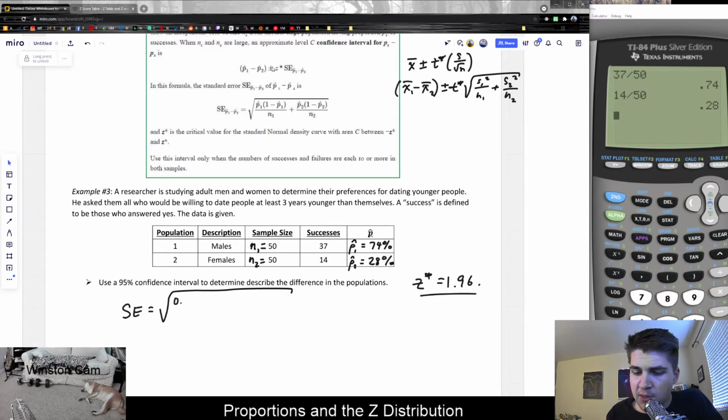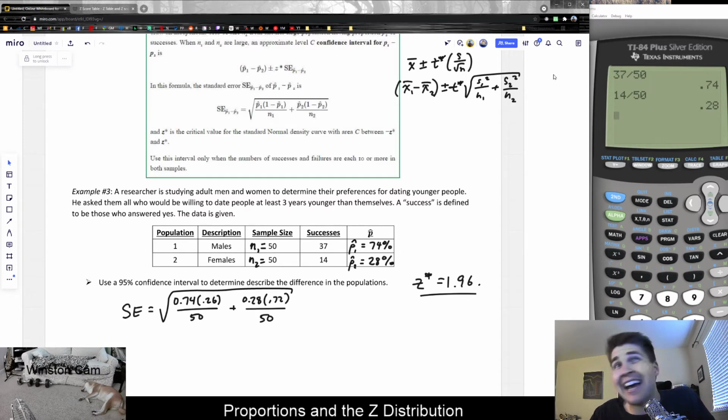Again, you want to use decimals here. So 0.74 times 1 minus that would be 0.26, and that would be divided by the sample size 50. And then for women, which is p2 hat, their percent success rate is 28%, and 1 minus that would be 0.72. And that's all divided by 50 as well. And so we could come up with our standard error here, which is, again, kind of like the standard deviation joined all together in one big clump.